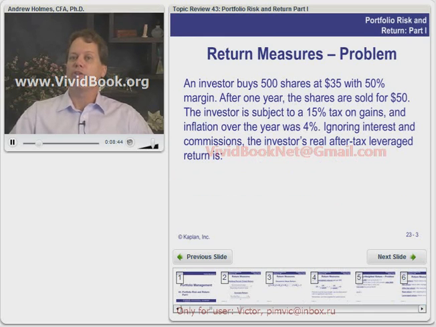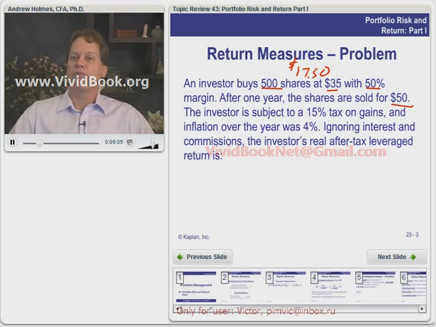So we have an investor who's going to buy 500 shares at $35 with 50% margin. Remember what that means. They're going to put up half of the value and they're going to get a loan for the other half. So the 50% margin means that for a $35 share, they're going to have to put up how much? They're going to put up $17.50, right? After 1 year, the shares are going to be sold for $50.